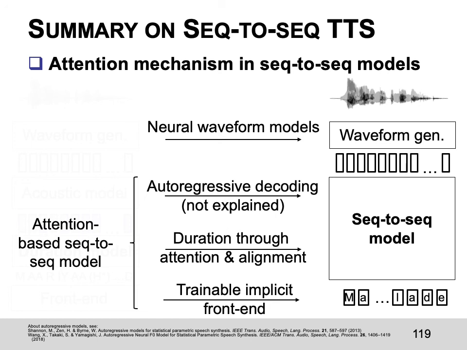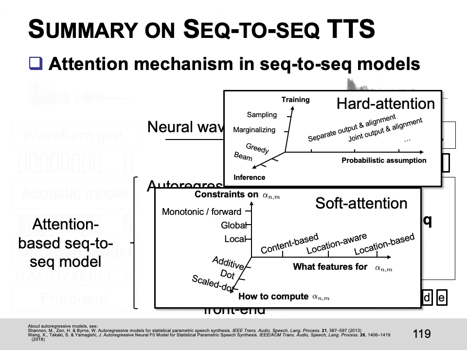So in this tutorial, we focused on the attention mechanism. We first explained the soft attention. We also grouped the soft attention approaches based on three dimensions: what kind of features we use to calculate the alignment matrix, how we calculate alignment, and what kind of constraint we can put on the alignment.